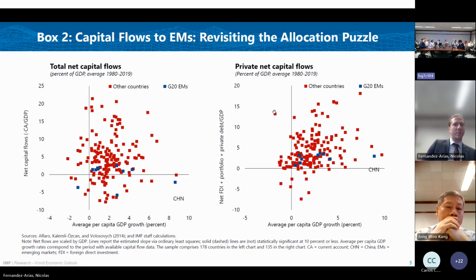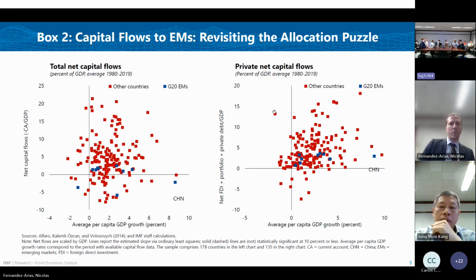And this is a puzzle, of course, because based on the neoclassical model, we think that capital flow should boost output by shifting capital to places with higher returns to investment. In the left panel, we replicate this result in a large group of economies using data from 1980 to 2019. And we find indeed that there really is no correlation between these two variables when looking at all the countries in the sample, and also when looking at G20 emerging markets specifically.